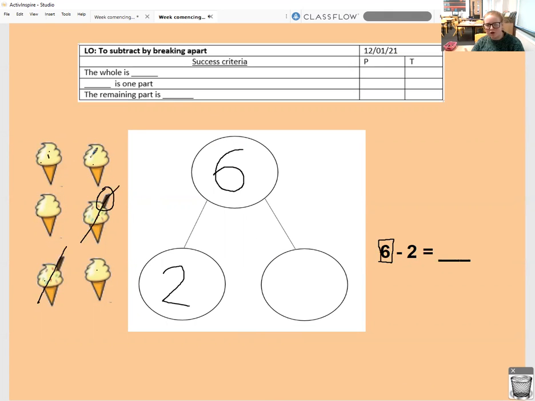Let's have a look. 1, 2, 3, 4. 4 ice creams do not have a flake. So 6 subtract 2 equals 4. Let's have a look at another one.